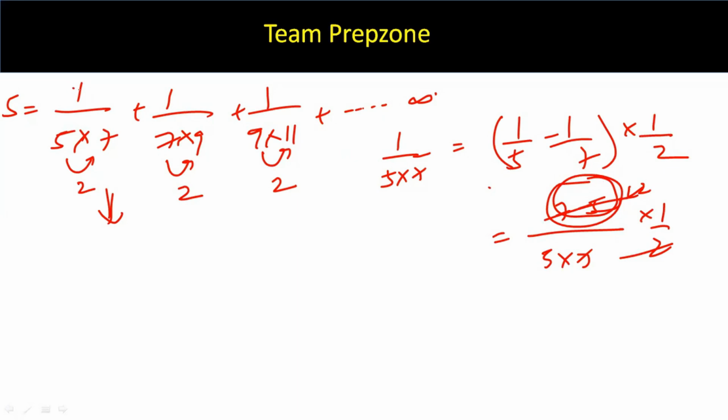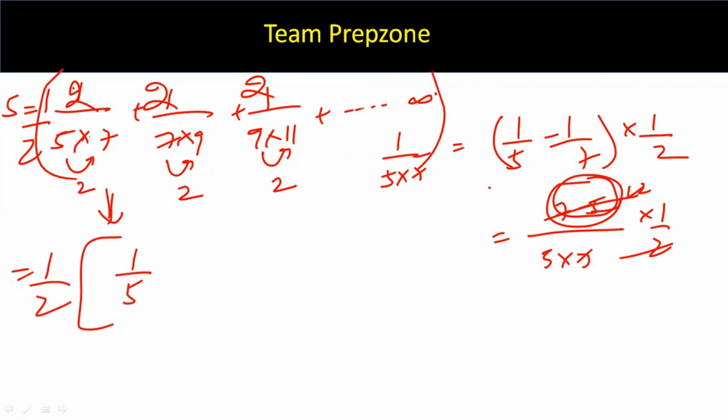How would you do it? Difference is 2. You will have to create 2 here. If you are multiplying numerator by 2, you will have to divide it by 2, right? The moment you do it, this is nothing but 2 upon 5 into 7 को मैं 1 by 5 minus 1 by 7 लिख सकता हूँ.